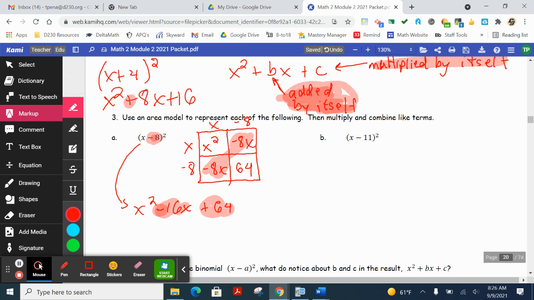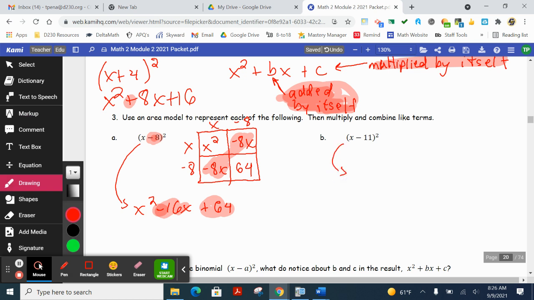And if it's plus, then this sign is going to be a plus. So without any work, write down letter B. So what is that going to equal? No area model, no rewriting it out, distributing, combining like terms. We should be able to go right to that.